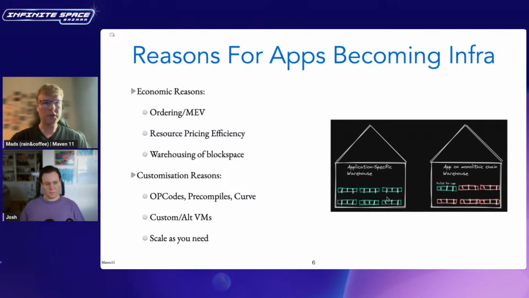We also get resource pricing efficiency. So I'm not sharing the entire resource compute of a specific chain with other apps. On Ethereum, obviously, you're sharing Ethereum block space with a ton of other applications, and that goes for most other existing chains at this point. And you also just get the benefit of having a warehouse of block space. So you have your own specific warehouse where your block space is your block space, and you can decide what it does and how much it costs to run it. While that is not the case on a generalizable chain.